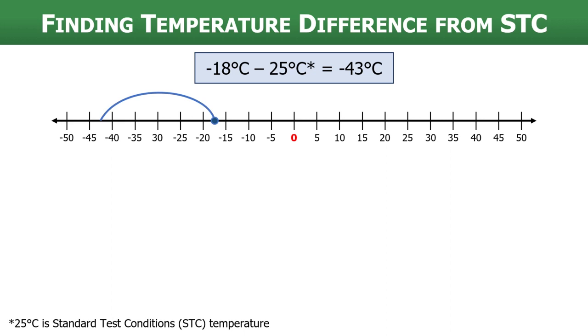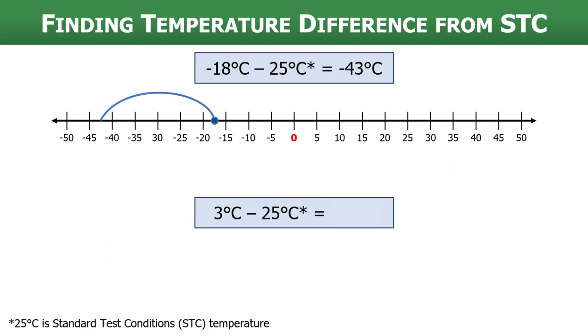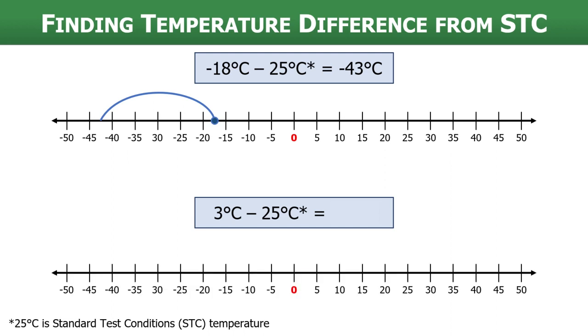So when we're subtracting from a negative number, that negative number is going to become more negative. It's going to become a larger number. Here's another example, same formula. We have a 3 degree C temperature and we're subtracting the 25 degree C standard test condition. If we look at our number line again, in this case we're on the positive 3 degrees Celsius. So we're going to take 25 away from that, so we're going to end up at negative 22 degrees Celsius.